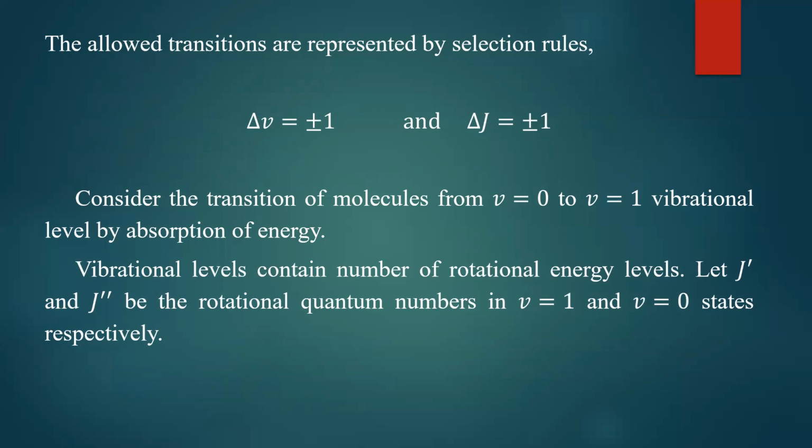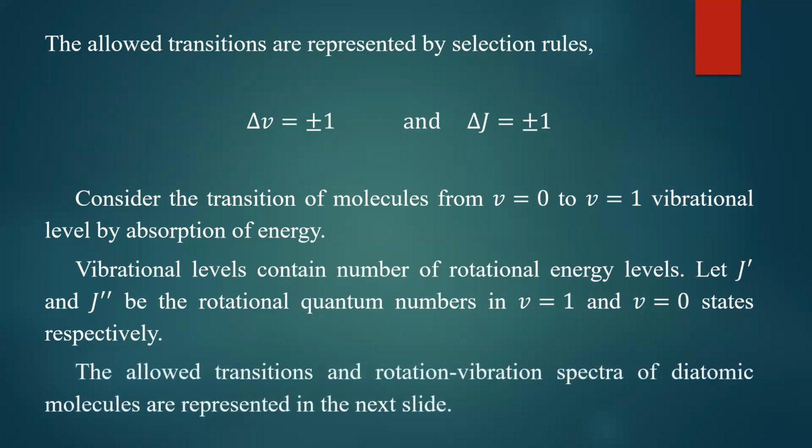Let us take J dash and J double dash to be the rotational quantum numbers in the V equal to 1 state and V equal to 0 state respectively. That is, J dash is in the V equal to 1 state, J double dash represents the V equal to 0 state. So J dash is the higher state, J double dash represents the lower state. The allowed transitions in the rotation-vibration spectra of a diatomic molecule can be represented in the next slide.